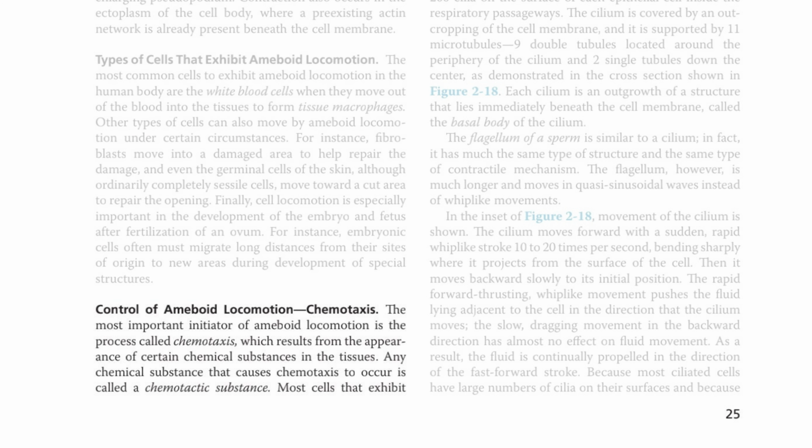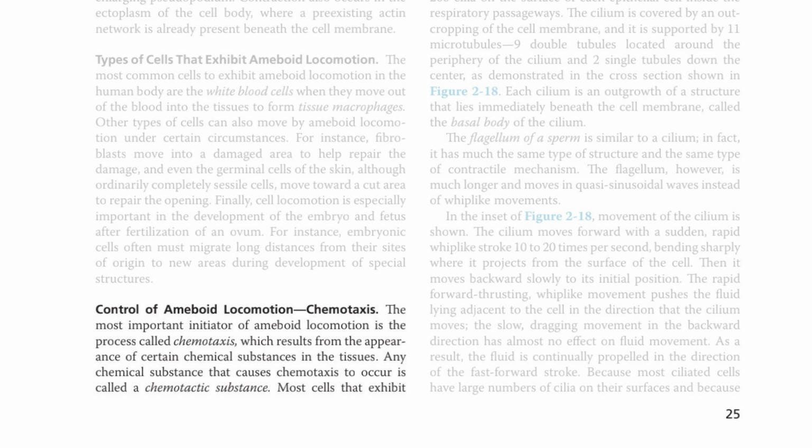Control of amoeboid locomotion. Chemotaxis. The most important initiator of amoeboid locomotion is the process called chemotaxis, which results from the appearance of certain chemical substances in the tissues. Any chemical substance that causes chemotaxis to occur is called a chemotactic substance.